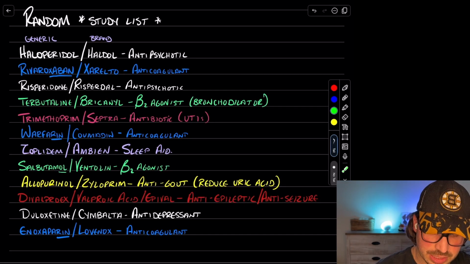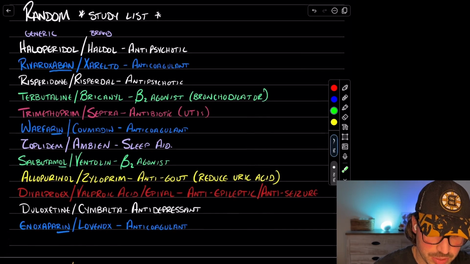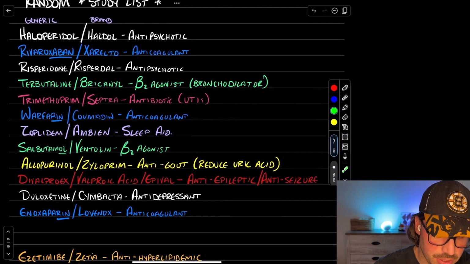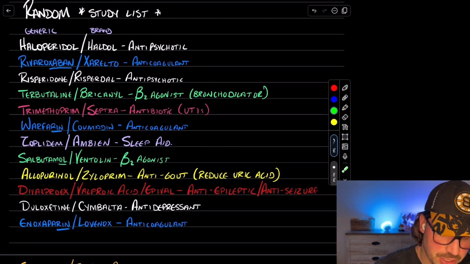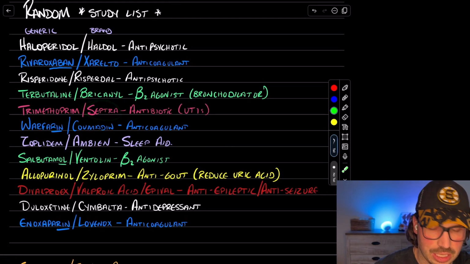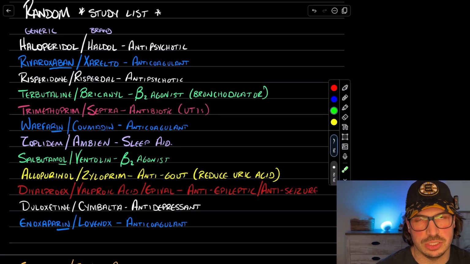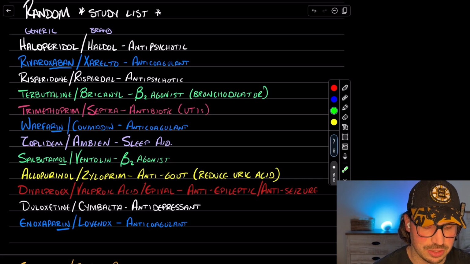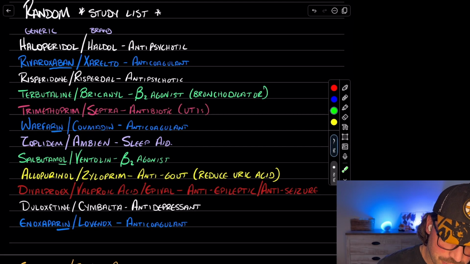So you can see here, some of these are just random. Like terbutaline is a beta agonist for bronchodilator. It's an airway medication. Trimethoprim, Cetra. This is the one you usually hear used in the medical universe. This is an antibiotic. Cetra is used all the time for UTIs. It's a very common bladder infection medication. You can find some of them.